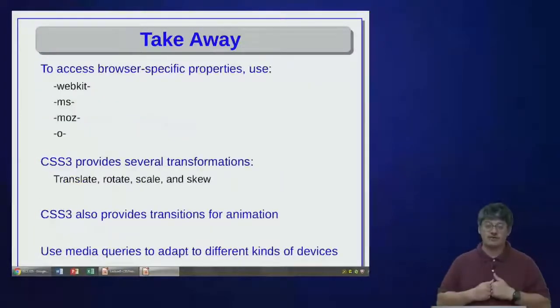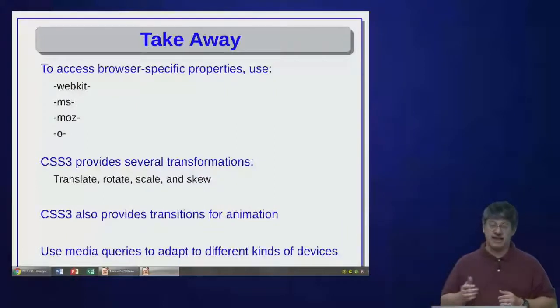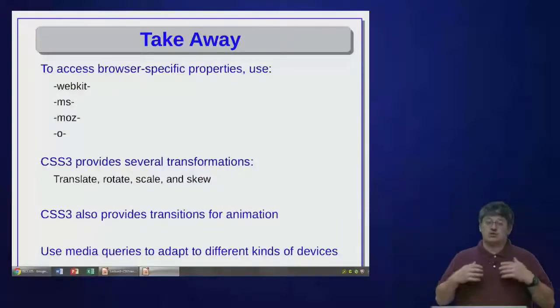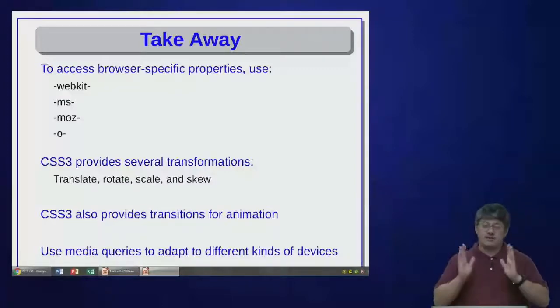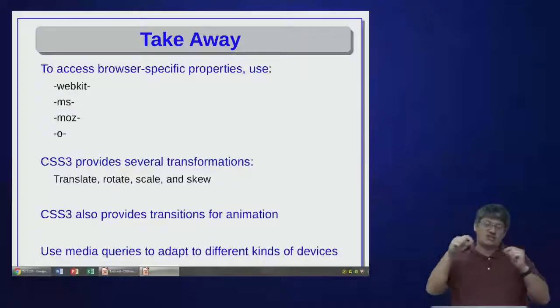So here's a summary of what we talked about today. You can access experimental features, browser-specific properties using the prefixes -webkit, -ms, -moz, and -o. You can do transformations using CSS3, such as translating, rotating, scaling. We didn't talk about skew. You can skew, which means that you can make things slant, kind of. You can pull them, stretch them in two different directions.